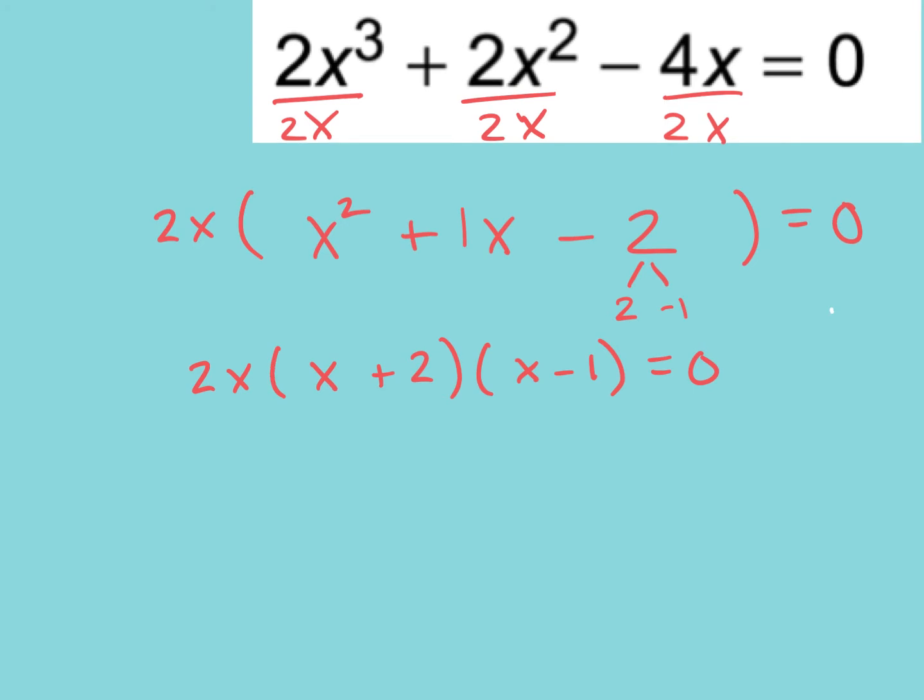What's next? Set each one equal to 0. So I have 2x equals 0, x plus 2 equals 0, and x minus 1 equals 0. So in the first one, how do I solve for x? Divide by 2, because that's the opposite of multiplication. So x is equal to, what's 0 divided by 2? 0.